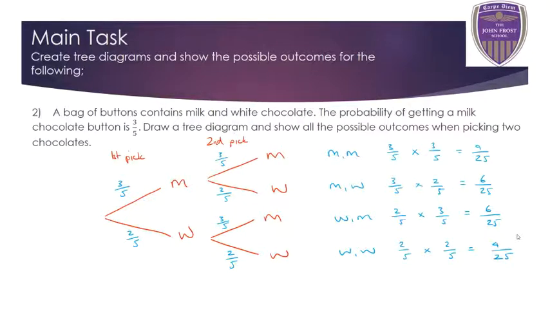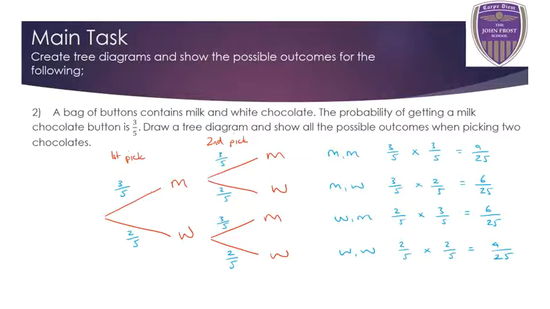So question 2 then, a bag of buttons contains milk and white chocolate. The probability of getting a milk chocolate button is 3/5 or 3 out of 5. Draw a tree diagram and show all the possible outcomes when picking 2 buttons. So we're talking about when picking 2 chocolates, sorry. So we're talking about 2 different picks.